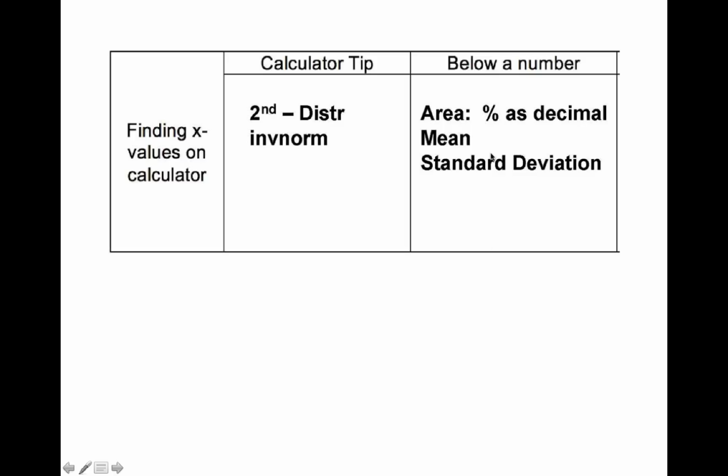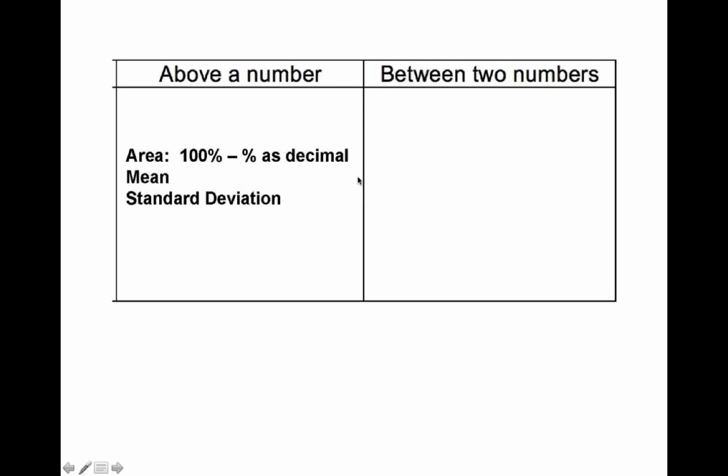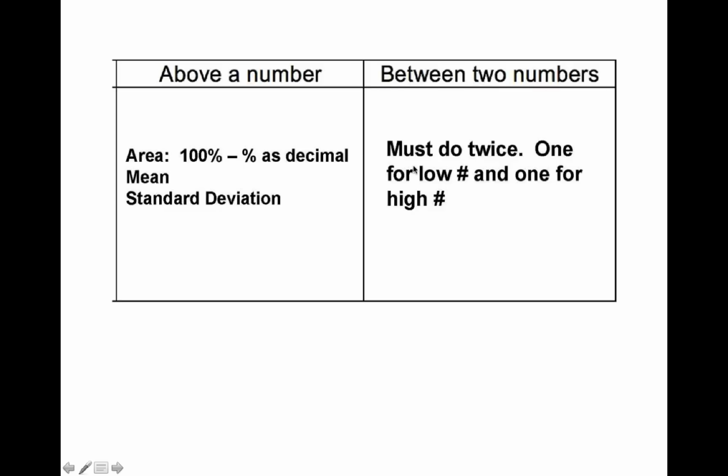You're going to be asked for 3 things. The area. So you put the percent you're given as a decimal, and then the mean and standard deviation. If you're given the percent above a number, the area has to be 100% minus the percent above that number as a decimal. Your calculator only understands the area below a number, not above, with the mean and standard deviation. If you're trying to find 2 numbers, you have to do this twice. Once for the low number and then once for the high number, because you can only do 1% at a time.